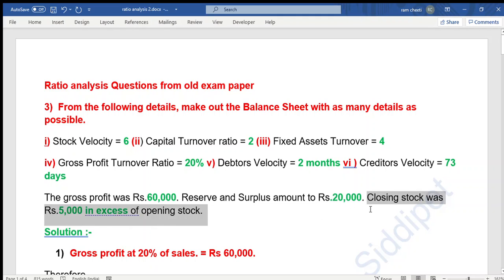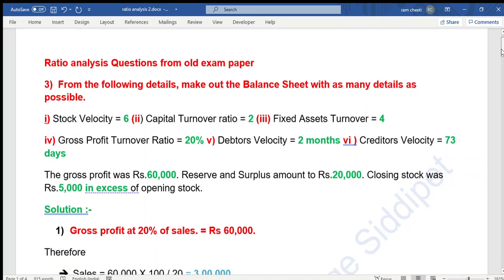And closing stock is 5,000 in excess of opening stock. This is not rupees 5,000 closing stock; closing stock is 5,000 more than opening stock. So we have to crack this to find out opening stock and closing stock. So let's start our working.